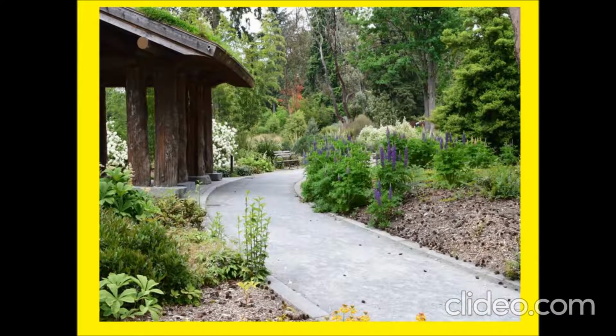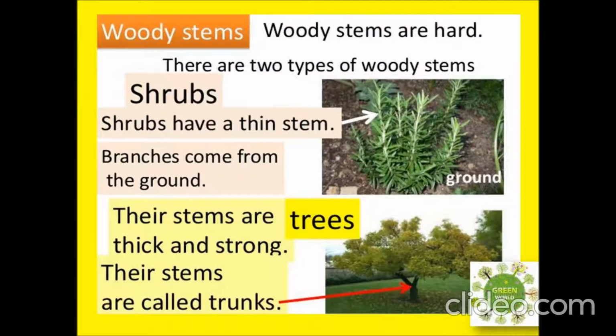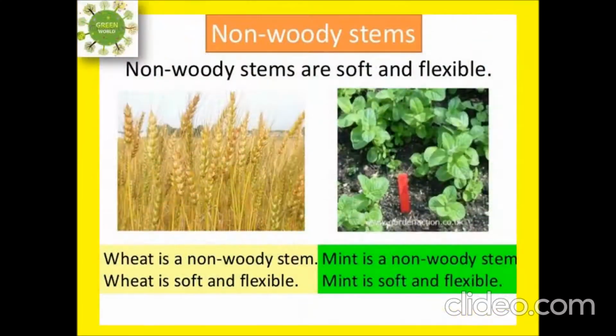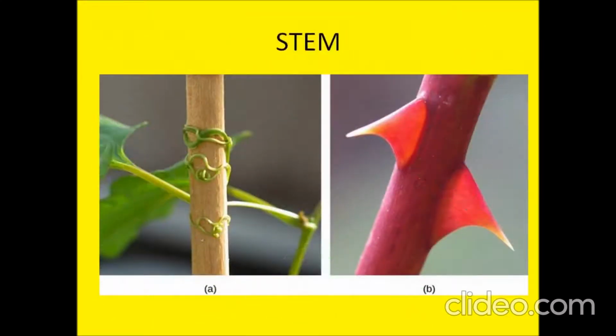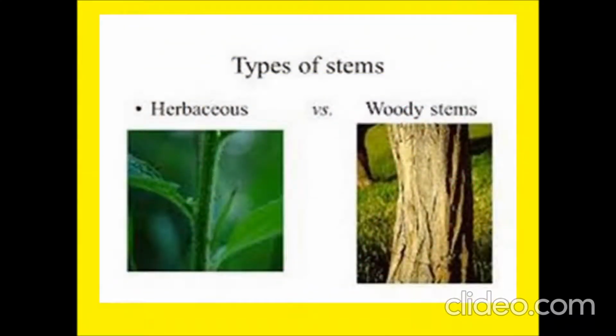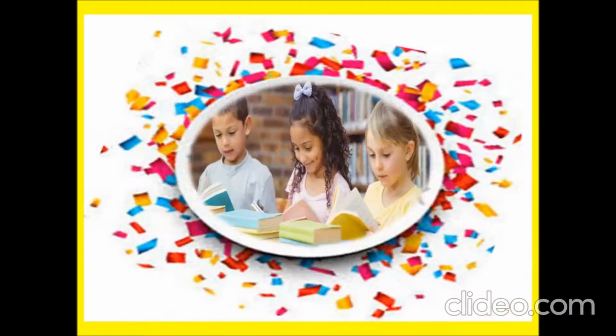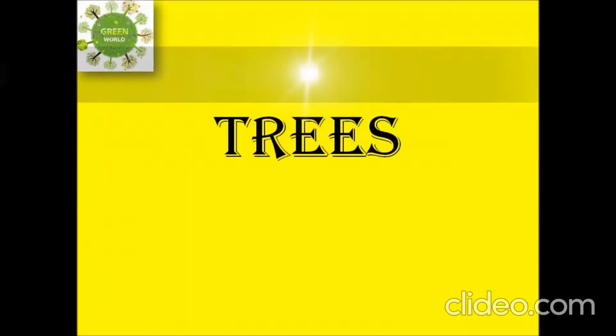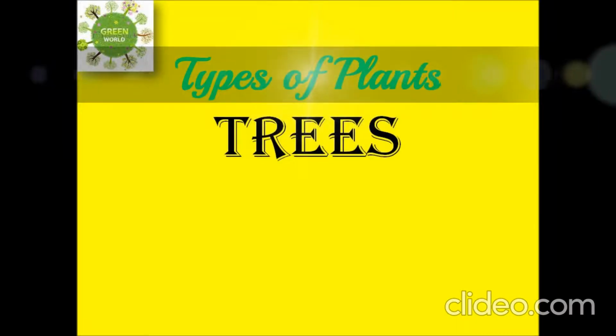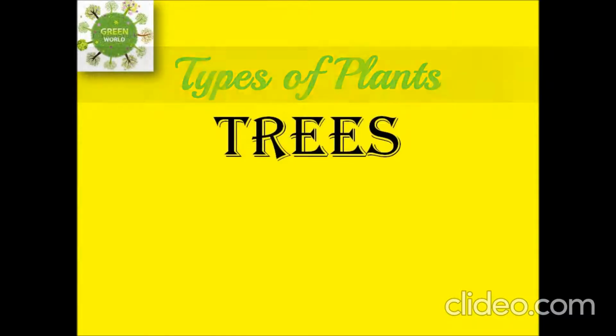So when you go out, you see 2 types of plants outside. The one is woody stem plant and another is non-woody stem plant. A plant which has a woody stem and another plant which doesn't have a woody stem. So children, the very first group which is called trees, I'm going to start my discussion with that. So listen to this video very carefully.